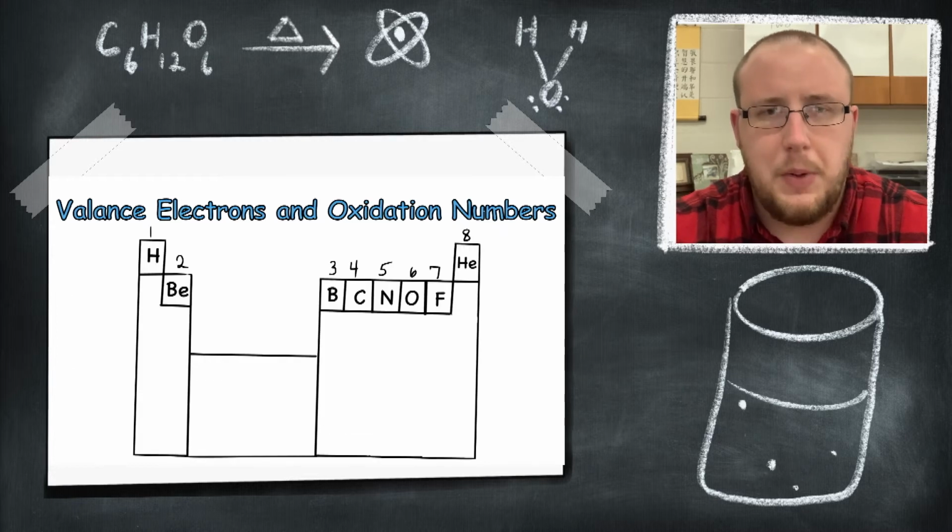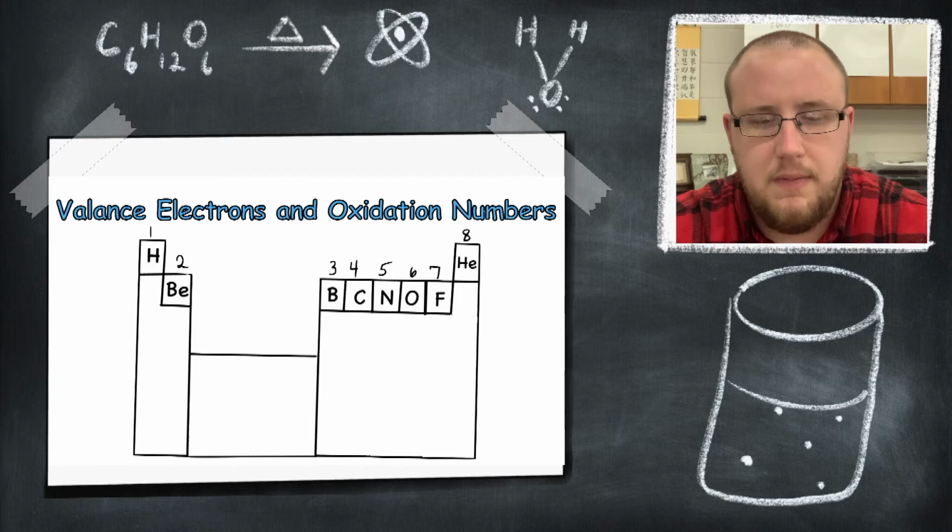So let's look at our periodic table. First, we're going to talk about the valence electrons available in each family.